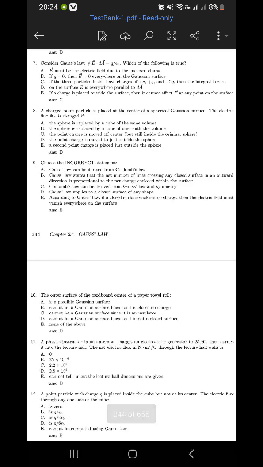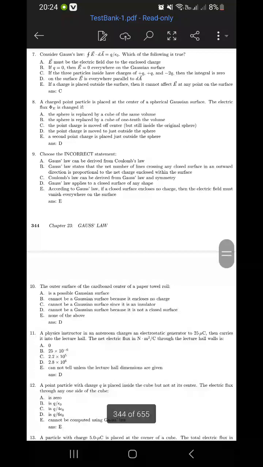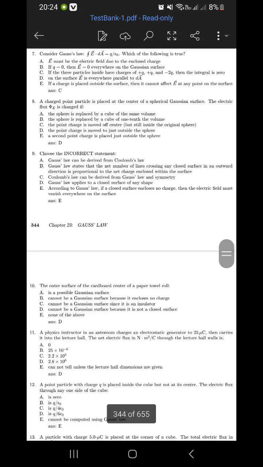We have this integral. Which of the following is true? C is true: if three particles inside have plus Q and negative 2Q, then the integral is 0.